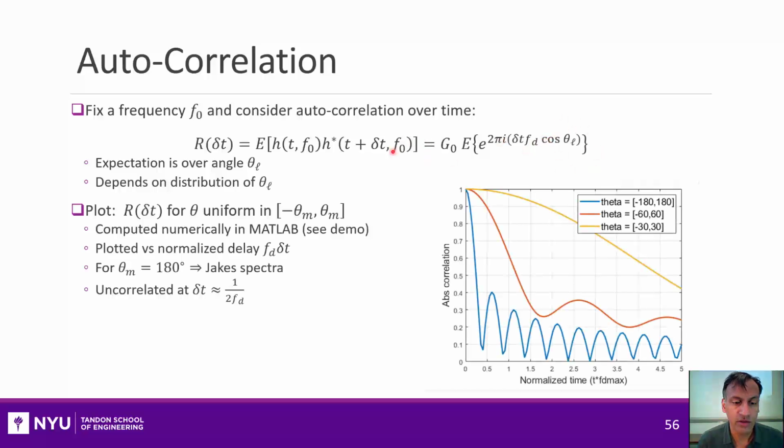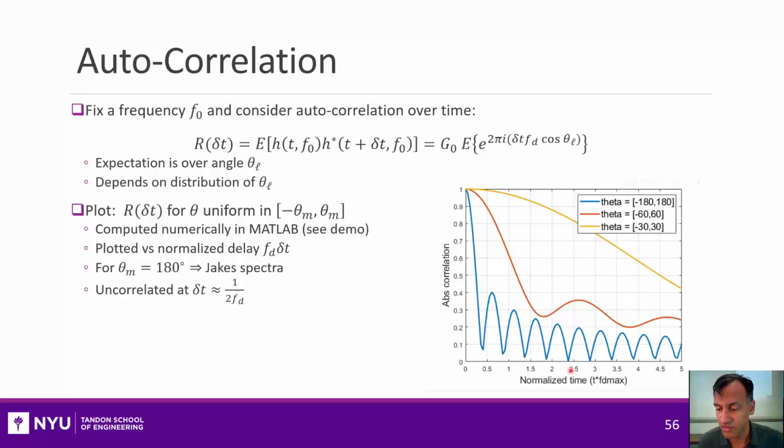All right, so what I've tried to do here is plot this autocorrelation for a couple of different models for the distribution. Specifically, I considered the angles distributed uniformly between some minus theta m and theta m. And in this blue line, I plotted it where it's uniform between minus 180 to 180. So in other words, basically the full classic Jakes model. And then I also looked at narrow angles. So what you can see here is that the rate of decorrelation is very large.